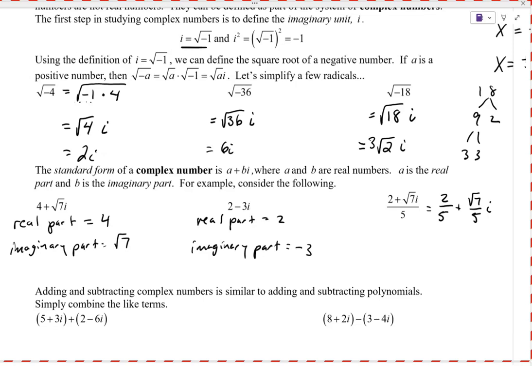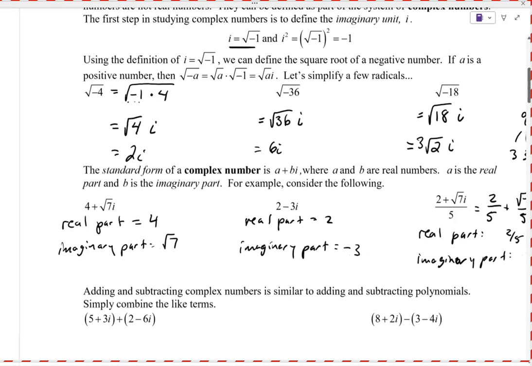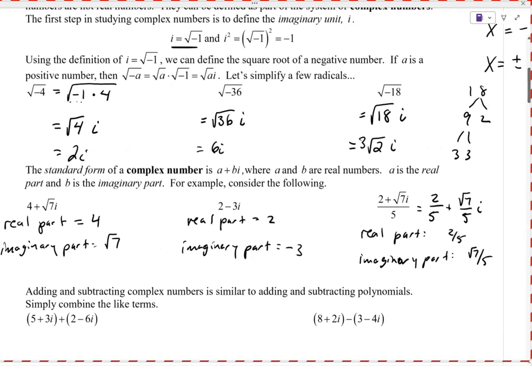Now looking at it this way, what can you say the real part is? 2/5, good. And the imaginary part? Square root of 7 over 5? Yeah, that's exactly right. Good. Questions on that one at all?